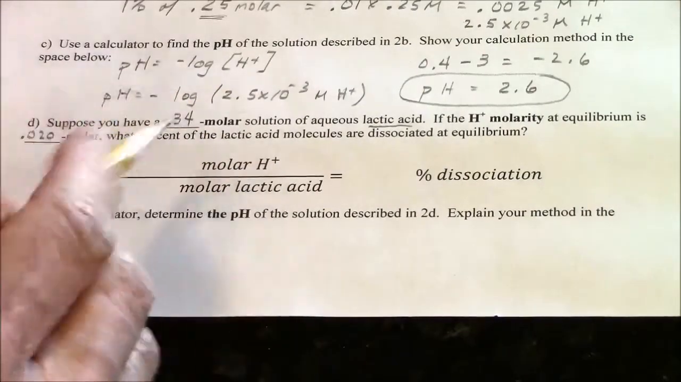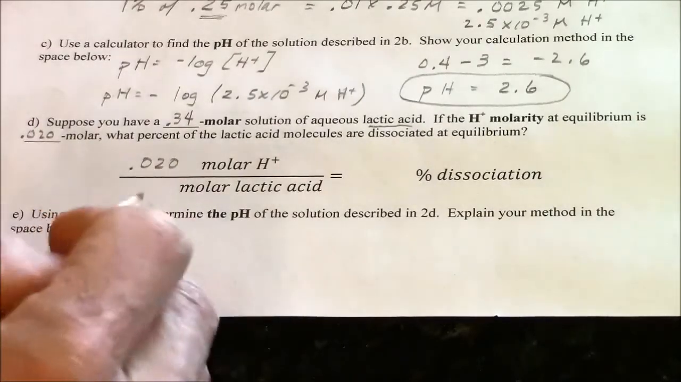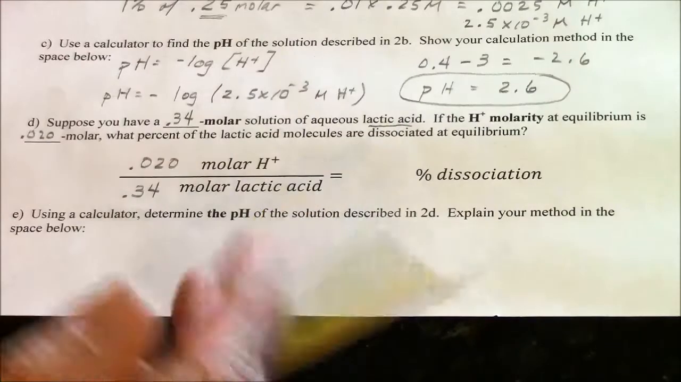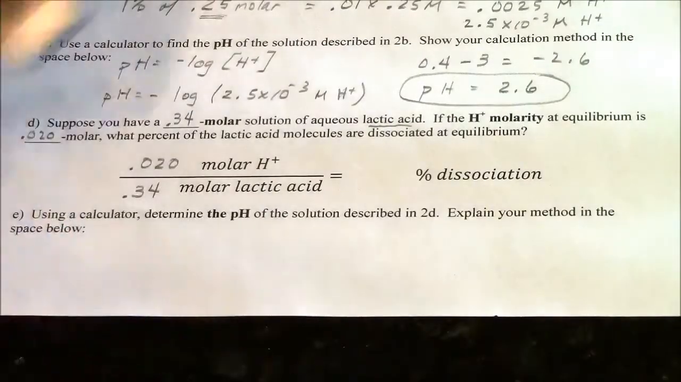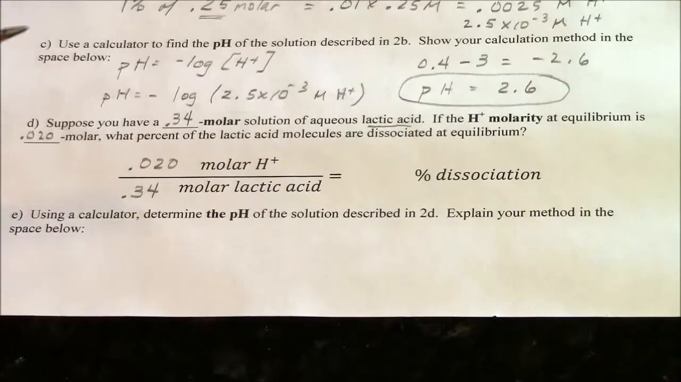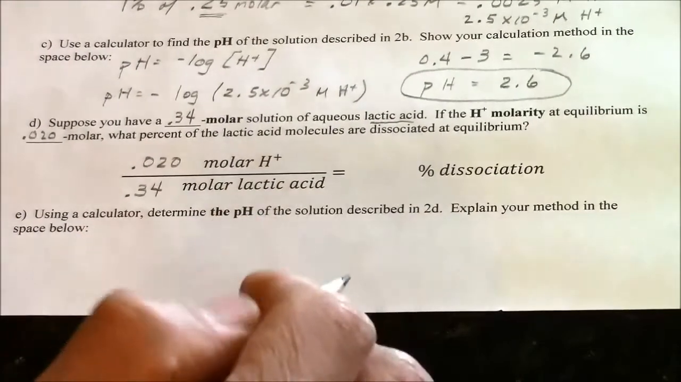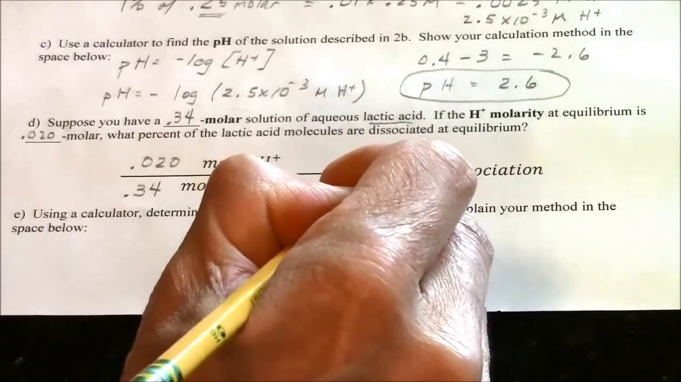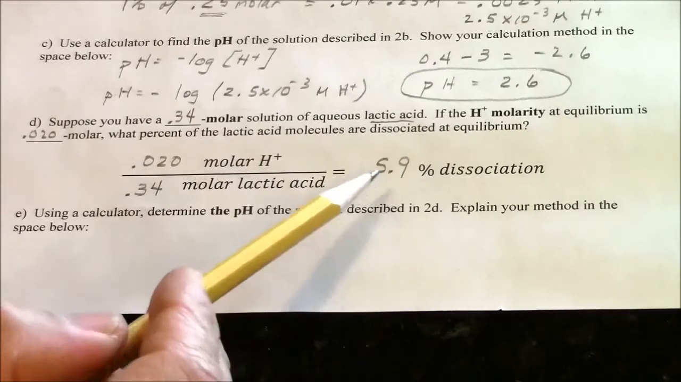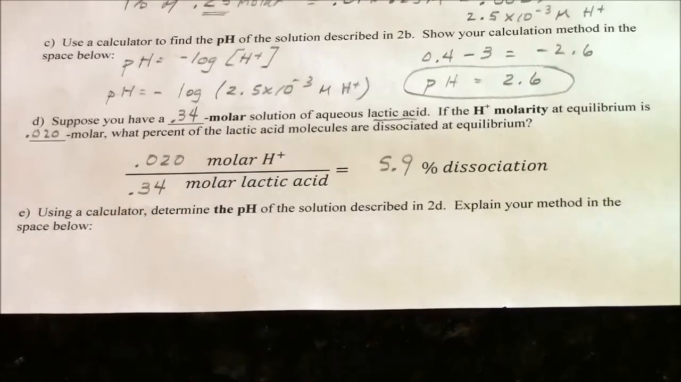This is a simple calculation where we just take the fraction that is dissociated, 0.02 molar, and divide by the total molarity that was originally present, and we get the percent dissociation. This one I will need to use a calculator because it's not a real nice number. So I'm dividing my 0.02 by the 0.34, and I get 0.0588, which is 5.9% dissociation. That does indicate that 94.1% of the lactic acid molecules are in their associated state.